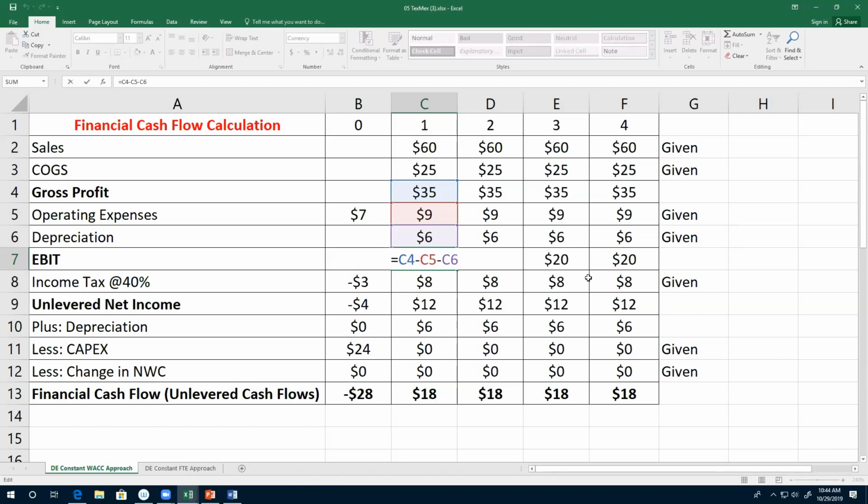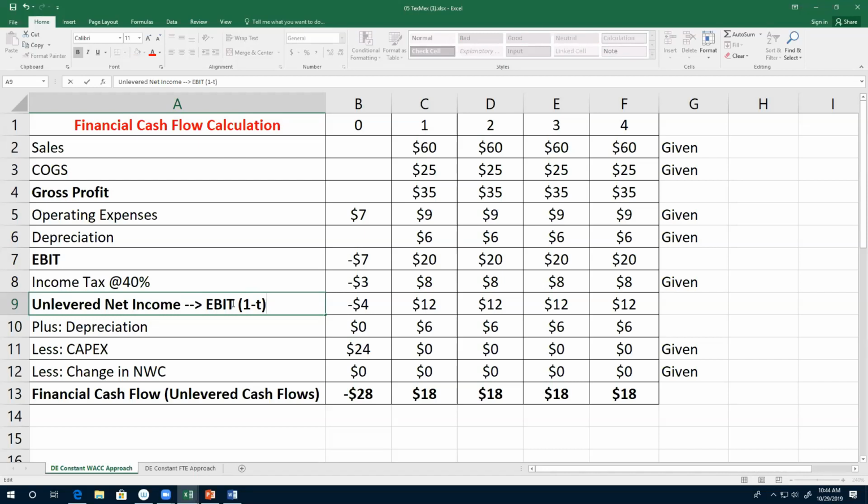Are you with me so far? Nothing fancy up until now. It's just sales minus COGS minus other expenses minus depreciation to get to EBIT. And then let's suppose that the tax rate is 40%. So I'm applying a tax rate of 40% to my EBIT to get my unlevered net income. Maybe I should write this as EBIT times (1 minus the tax rate). Basically, that's what it is. This is what is left behind after I have deducted my taxes.